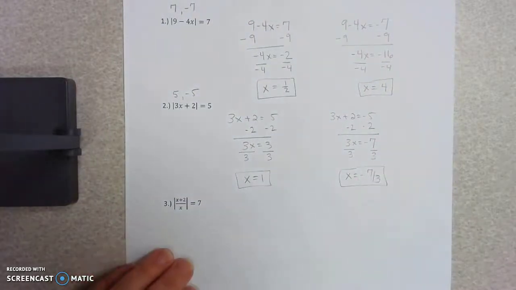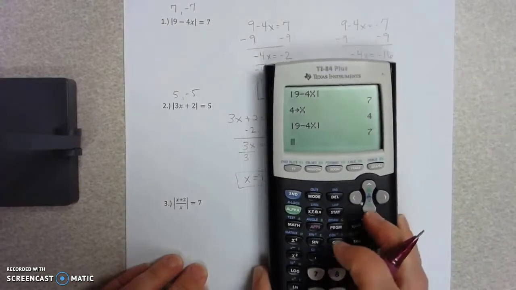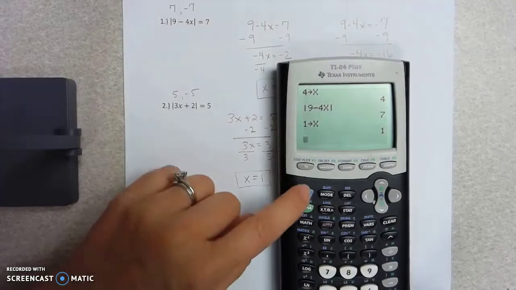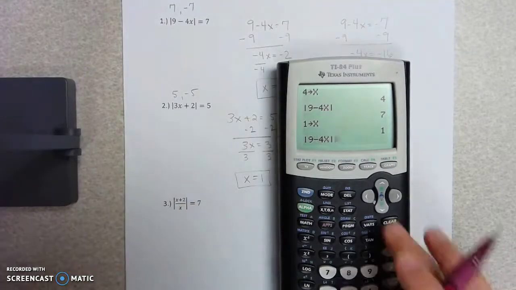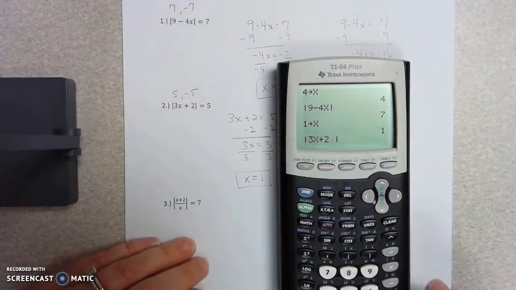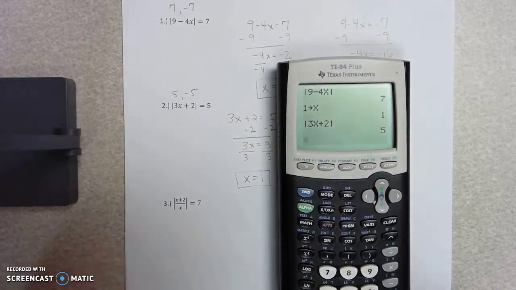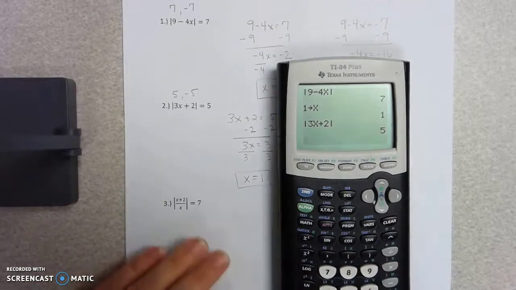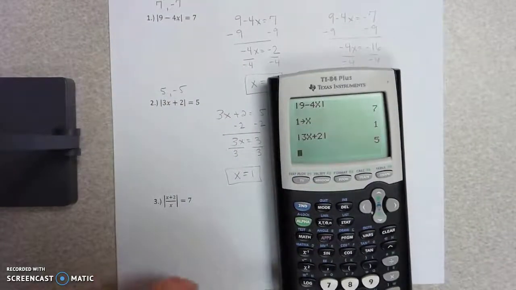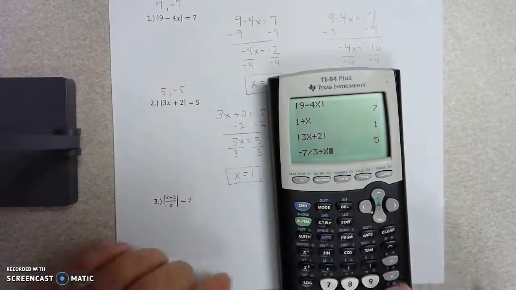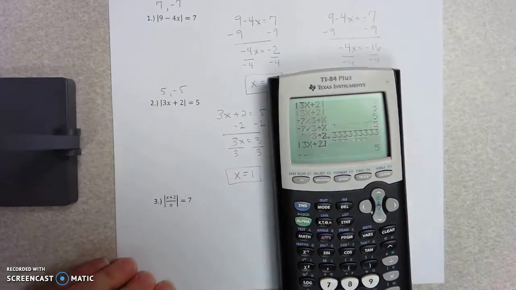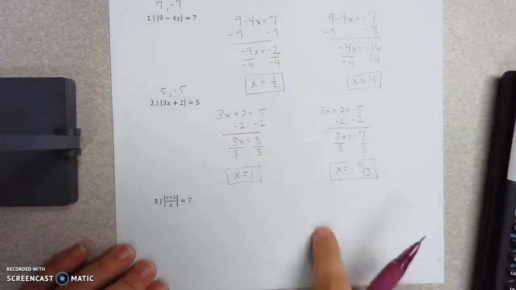Then we can check our answer. First I'm going to store 1 in x. Then you can just hit second enter and recall that absolute value, and type in 3x plus 2. We get 5, so that answer is good. Our other answer is negative 7/3. So I'm going to do negative 7/3 and store it in x. Recall my function, and I get 5, so then I know that this answer is good.